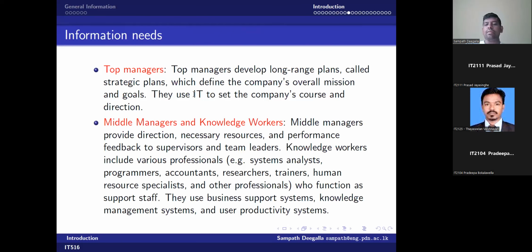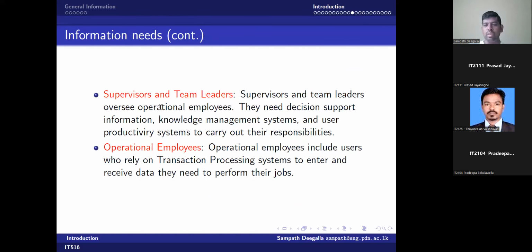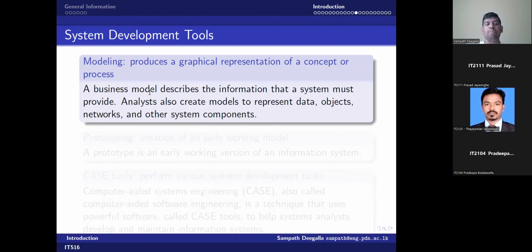Now then we also looked at different user requirements, for example, top managers. In our case, vice chancellor level. Those top managers will look at long-term strategies, especially strategic plans. And then we have middle level or knowledge workers, for example in a university system, deans of faculties and maybe heads of the department, who work on providing resources, the directions, the feedback for those who actually work in the companies. And then there will be supervisors and team leaders, and at the same time, those who are actually doing the work, we have operational employees. So basically, these different users need different requirements, and that is one of the things that we have discussed.